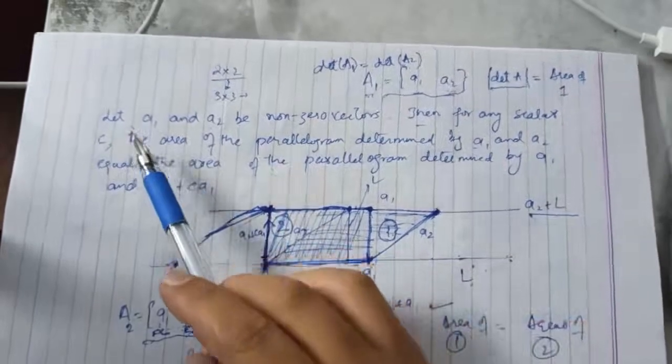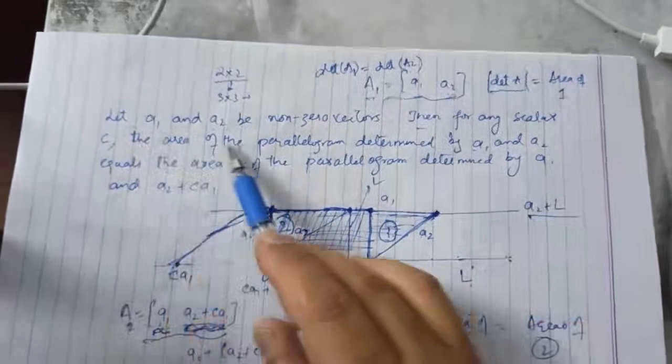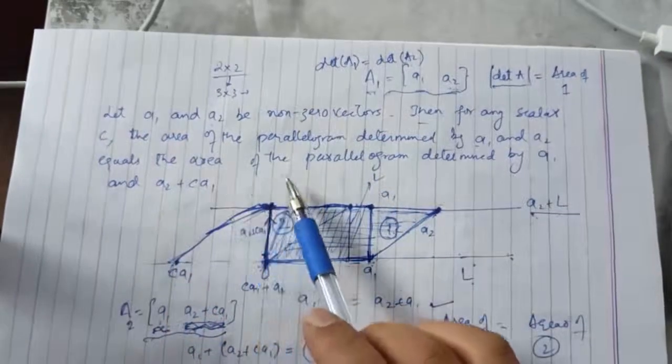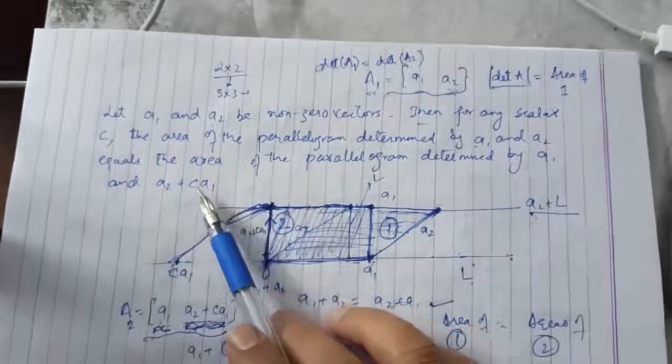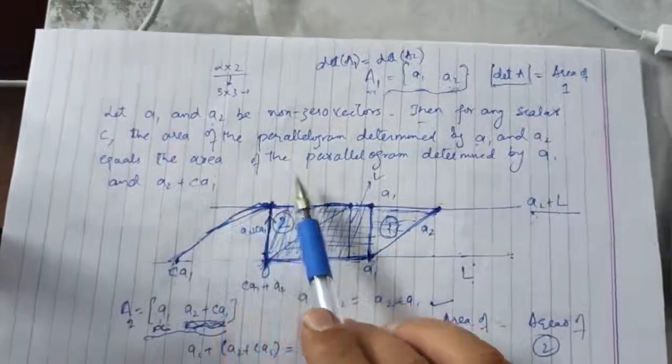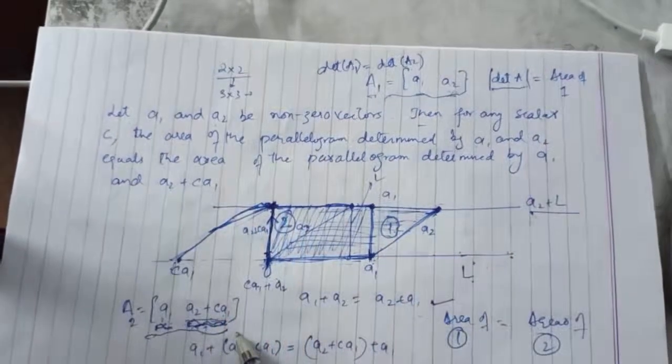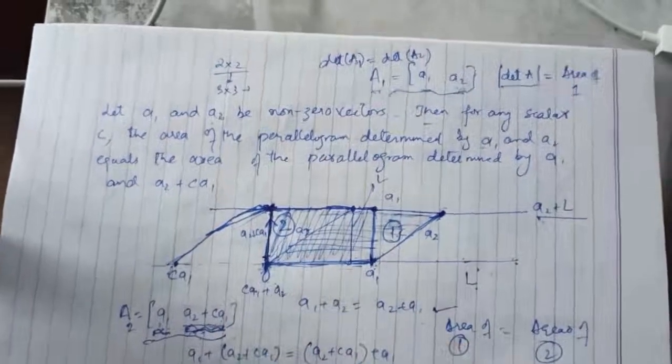So we can actually say that, let a1 and a2 be non-zero vectors, then for any scalar c, the area of the parallelogram determined by a1 and a2 equals the area of the parallelogram determined by a1 and a2 plus c times a1.